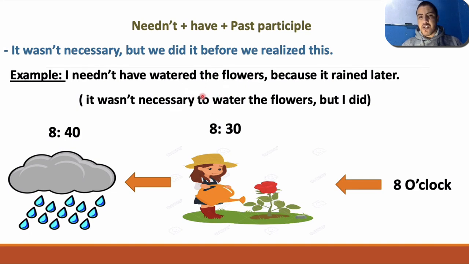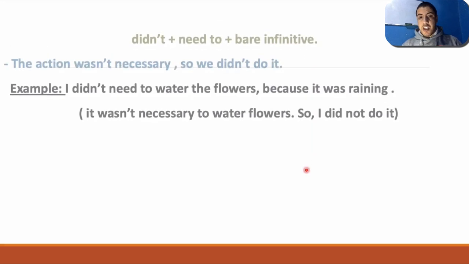Why was it not necessary? Because it rained. But did I do the action or not? Yes, I did the action. But the action was not necessary, but I did it. This is needn't have plus past participle. The opposite of this is this one.